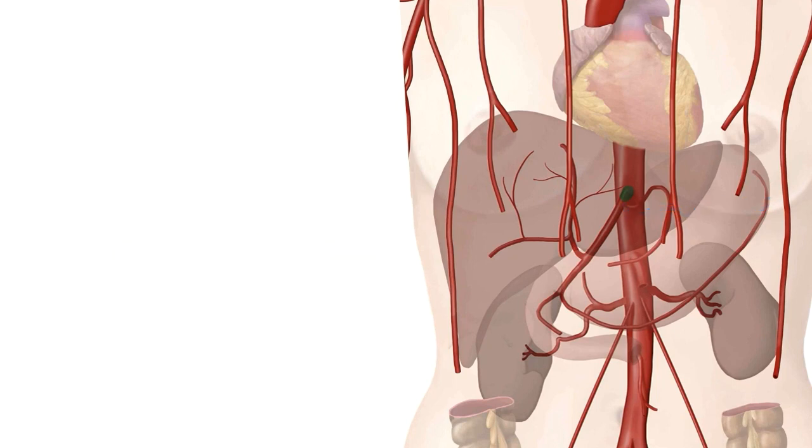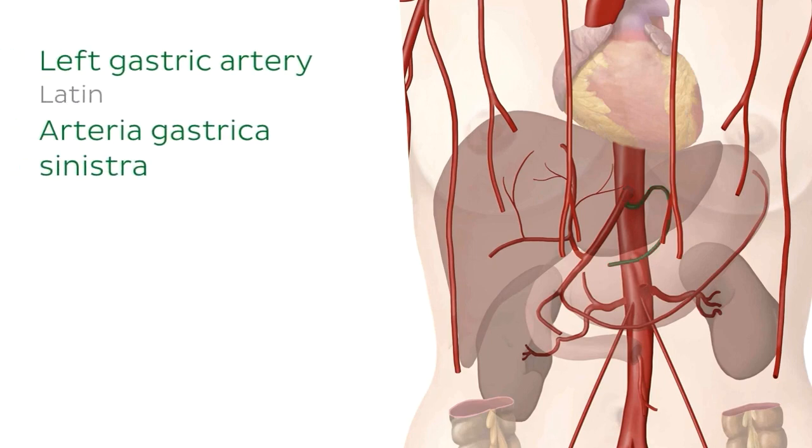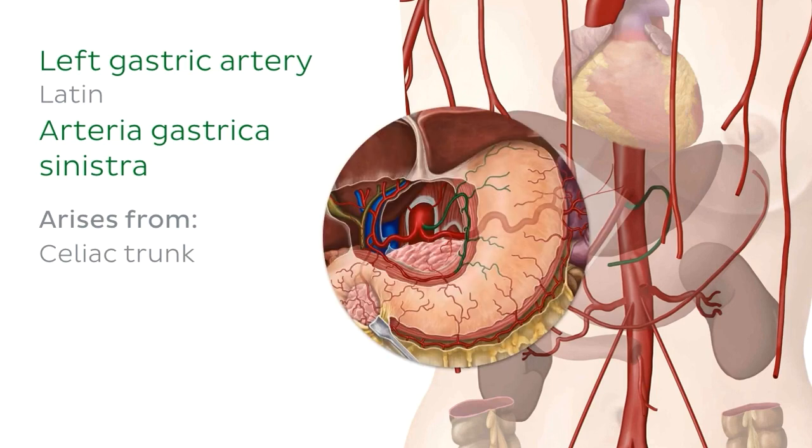So let's first talk about the left gastric artery. The left gastric artery, as we mentioned before, is the first branch from the celiac trunk and is the smallest of the 3 branches. The term gastric refers to the stomach. If we take a closer look, we can see that the left gastric artery does in fact course along the lesser curvature of the stomach. The fact that this is called the left gastric artery logically infers that there must also be a right gastric artery, and we can see this here.